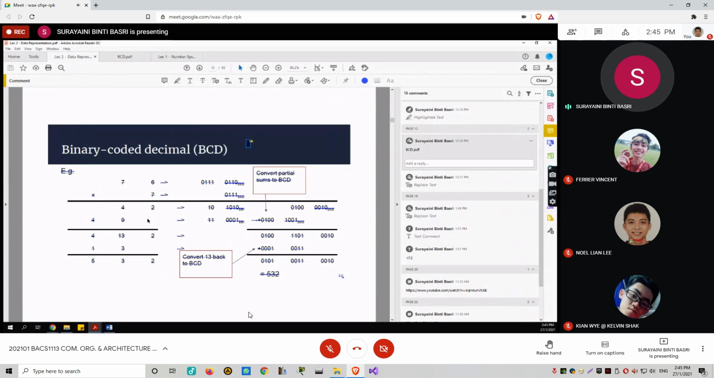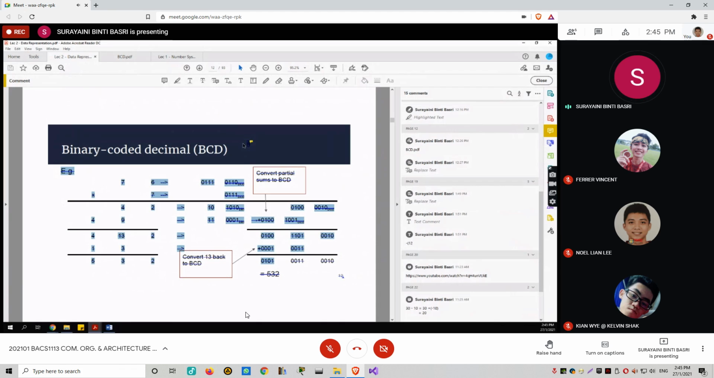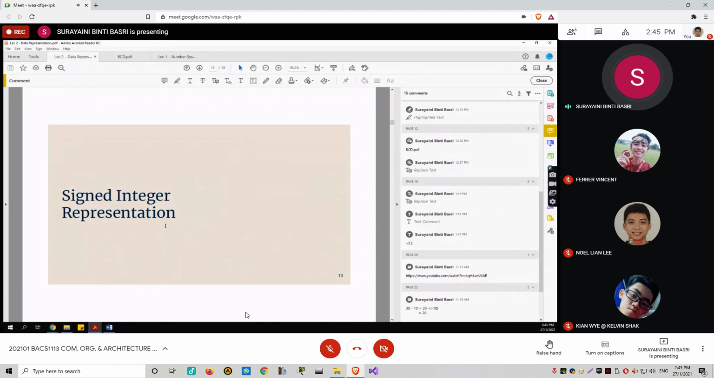So this one I cancelled directly, because I think it is a little bit hard to understand. So I will update this later in our Google Classroom. Okay, so just now we already learned about two methods of converting the unsigned integer, but now we will proceed to the signed integer representation.